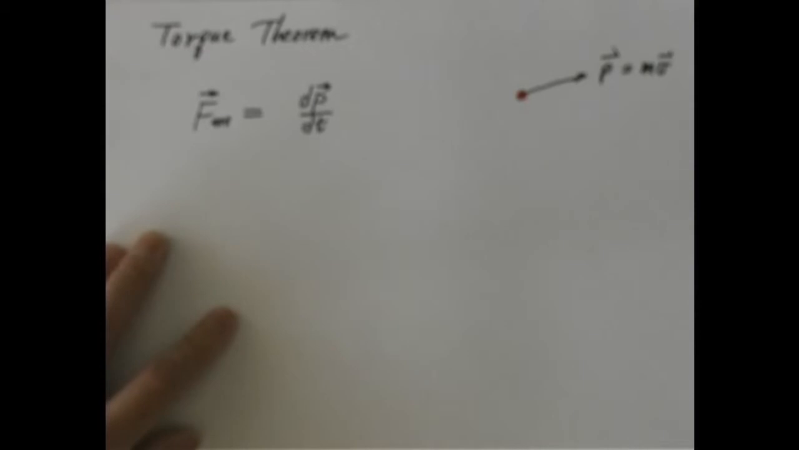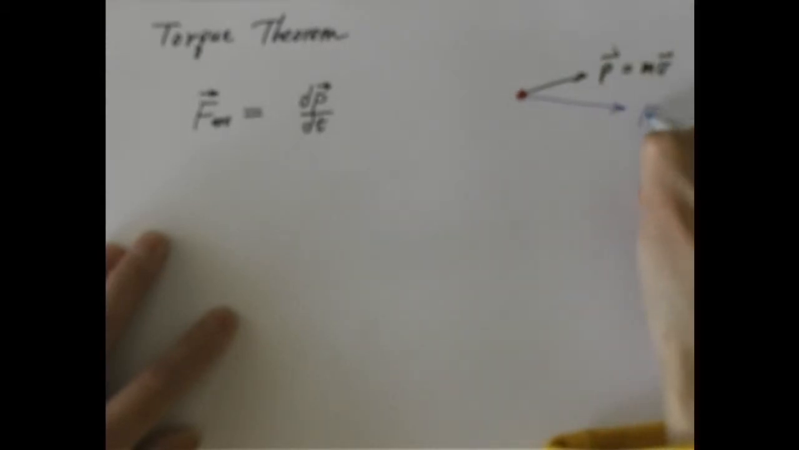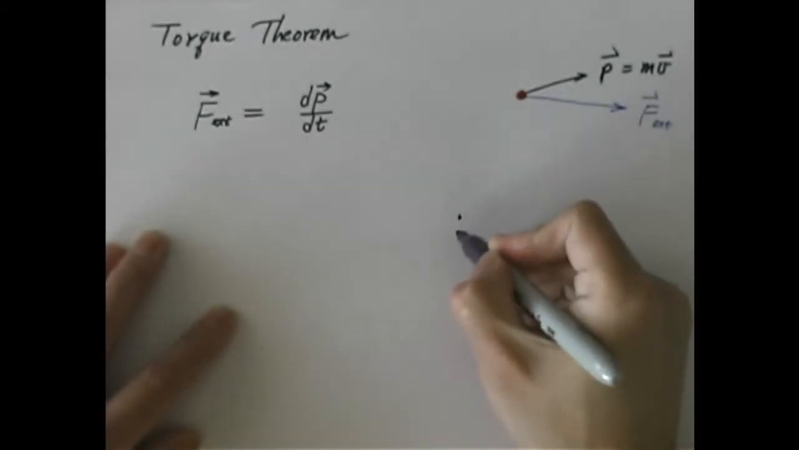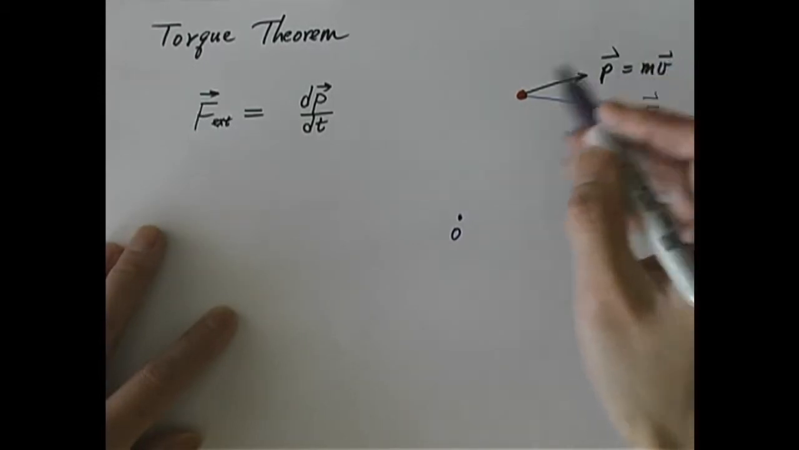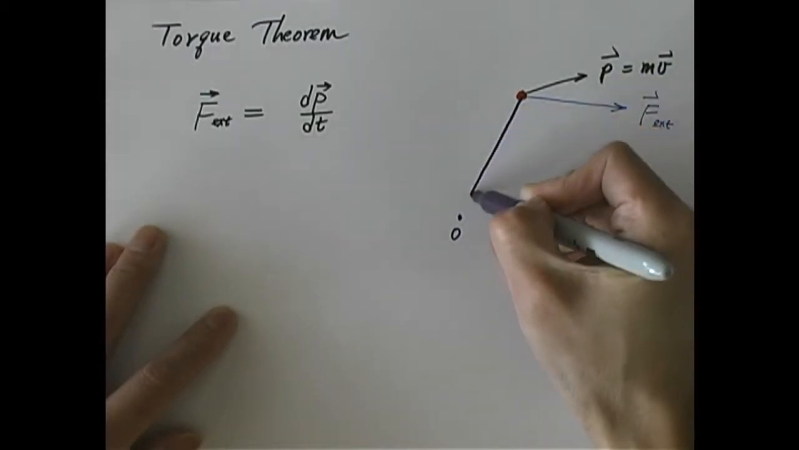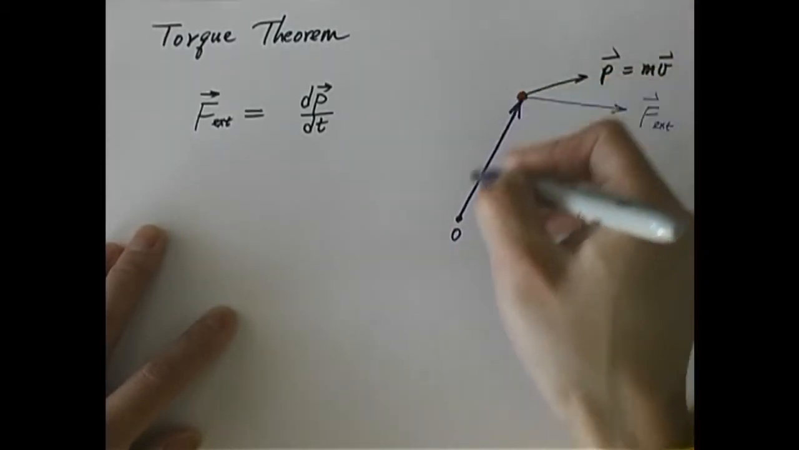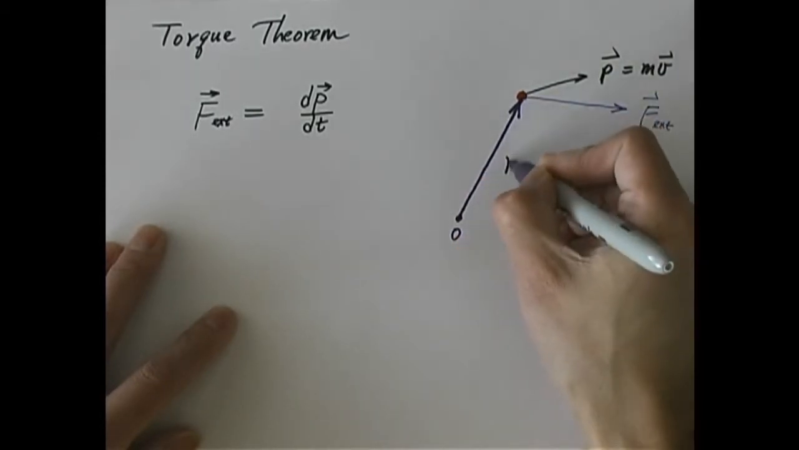And it is subject to a force at this point. Say the force at this moment is like this, F external, the net force. Now, I'm going to observe the motion of this point from a certain reference point, here's my reference point, O. Let me draw a line connecting the reference point to the point mass. Let's call this vector r.